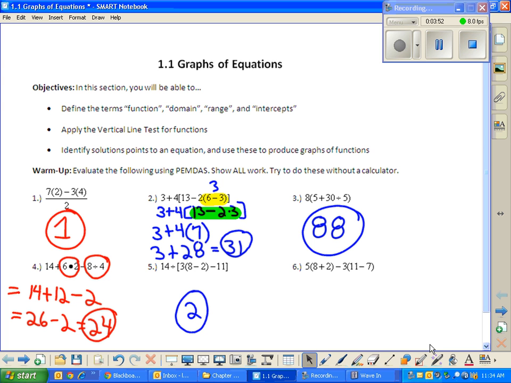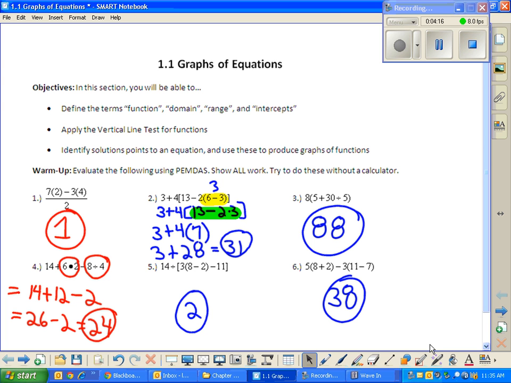And the last one. Lauren. And that's what I got also. 38 is the correct answer. Questions about that? We're good? All right. So yeah, nice job on the order of operations.